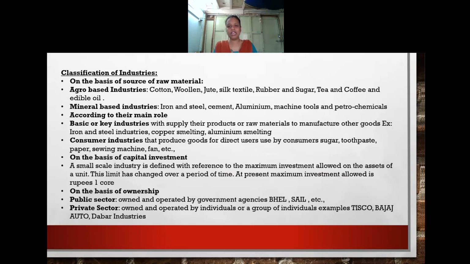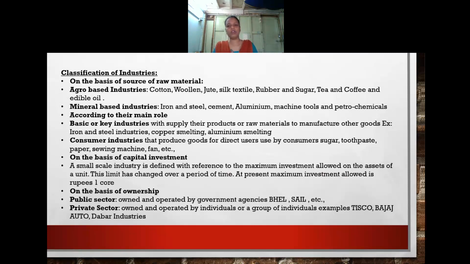Large scale means nearly crores together, 50 crores, 60 crores, 100 crores together, they will invest in their products as well as in their manufacturing, and then the output will come out. Those kinds of industries we call large scale industries. Those industries are also present in our country.